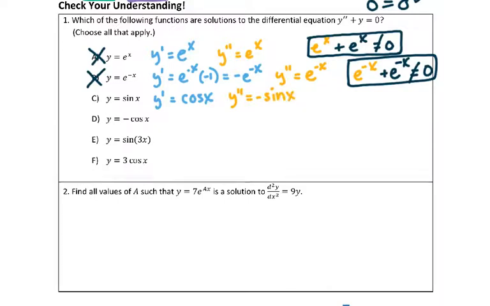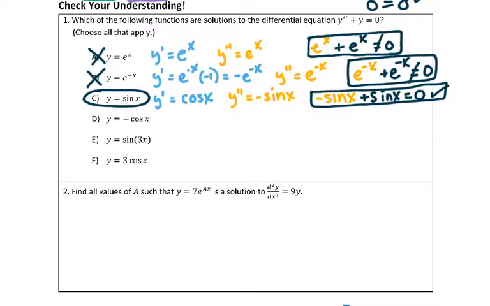So if we plug that in, that would be negative sine x plus sine x. Hey, does that equal 0? Yes, it does. So this is a possible function that is a solution to this differential equation. Now there may only be one, but we're going to check the rest of the options and make sure, because it says choose all that apply.